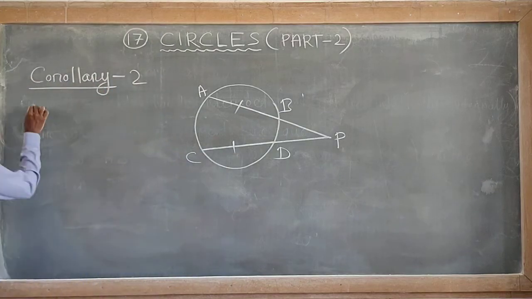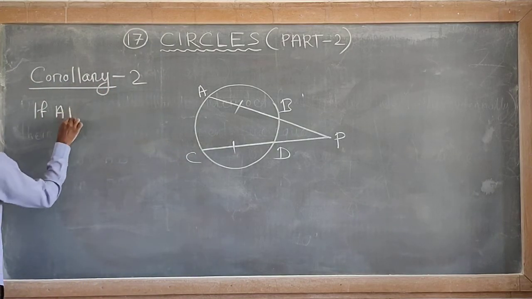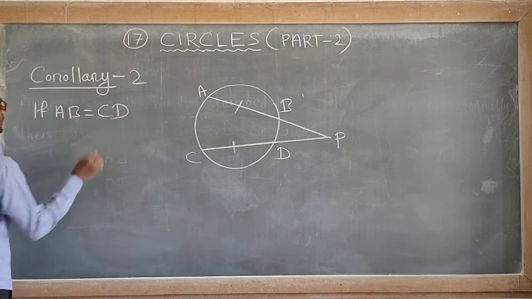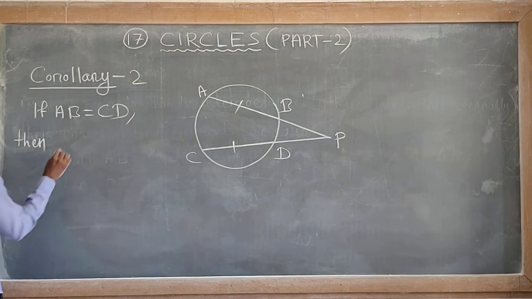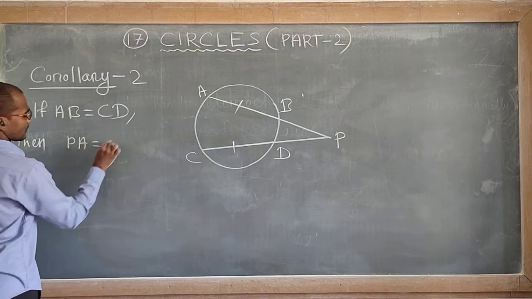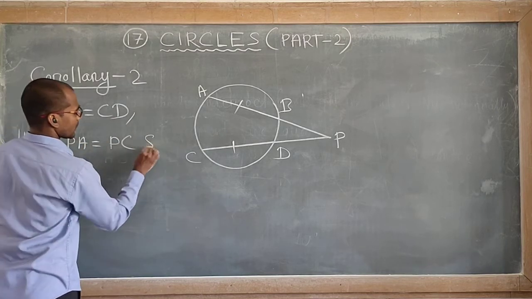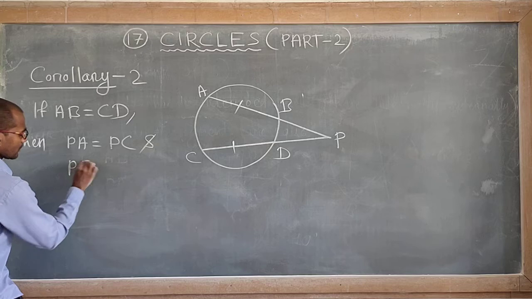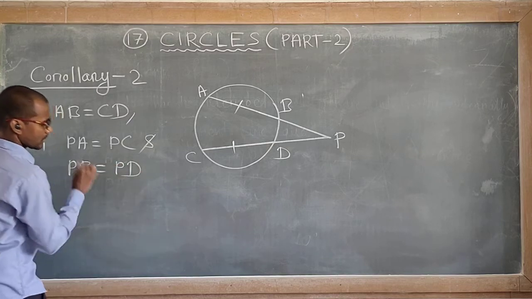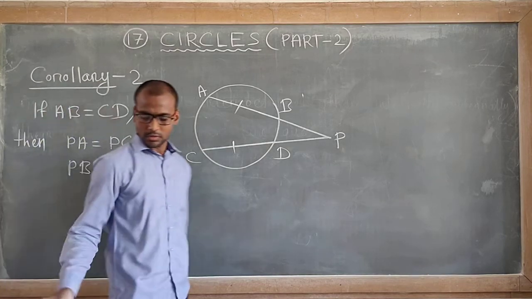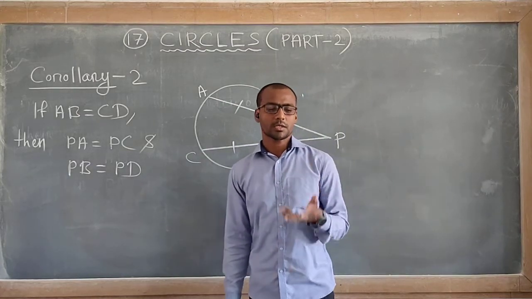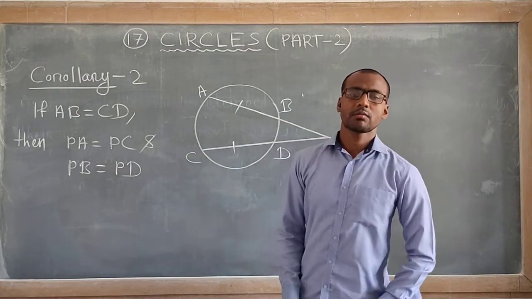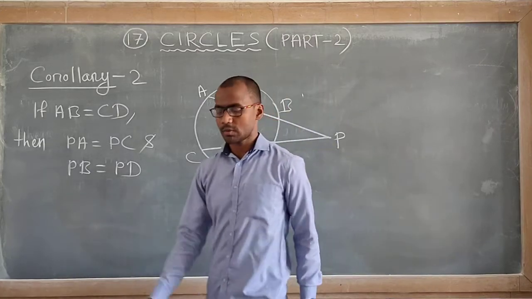So if AB is equal to CD, then PA is equal to PC and PB is equal to PD. So when two equal chords intersect each other internally or externally, the corresponding segments are equal in length. This is corollary number 2.